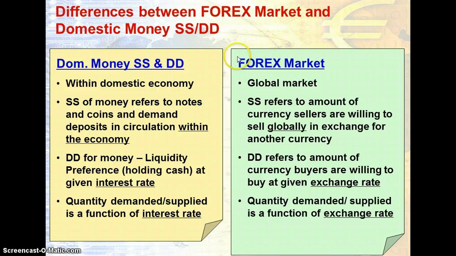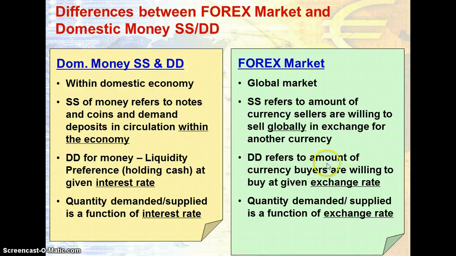On the other hand, the forex market refers to the global market. Supply of the exchange of money in the global market refers to the amount of currency that the sellers are willing to sell globally in exchange for another currency. So within this foreign exchange market, the supply of the currency refers to what the sellers are willing and able to sell in exchange for another currency.